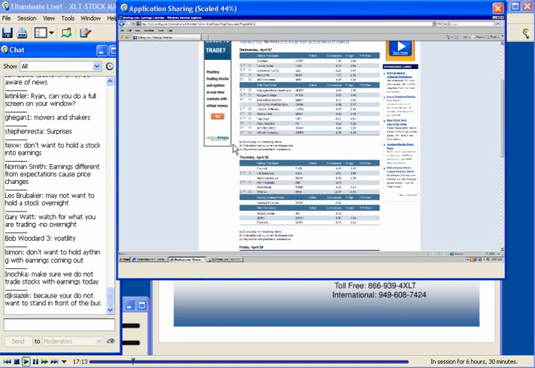Yes, good text. We definitely don't want to hold the stock into earnings. It's the most important thing. We don't want to hold the stock. You don't want to stand in front of the bus. Exactly right. You don't want to hold the stock into earnings.